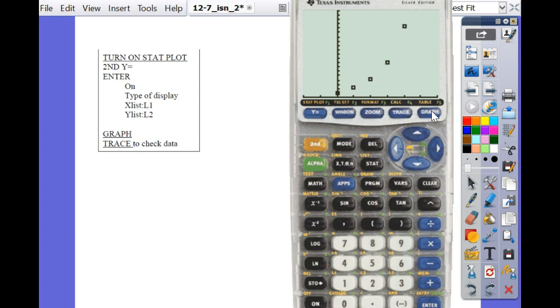So before we go on and get the equation, I need to check the data to make sure it's right, because if I put the wrong data in, I can't get the right equation out. So I'm going to hit trace. Trace right there. And so is this the first point that was in my table? Right arrow. There's the second point in my table. Right arrow. There's the next point in my table. There's the next point. There's the last point. I have all the points that I'm supposed to. Trace just allows you to go through and check the points.